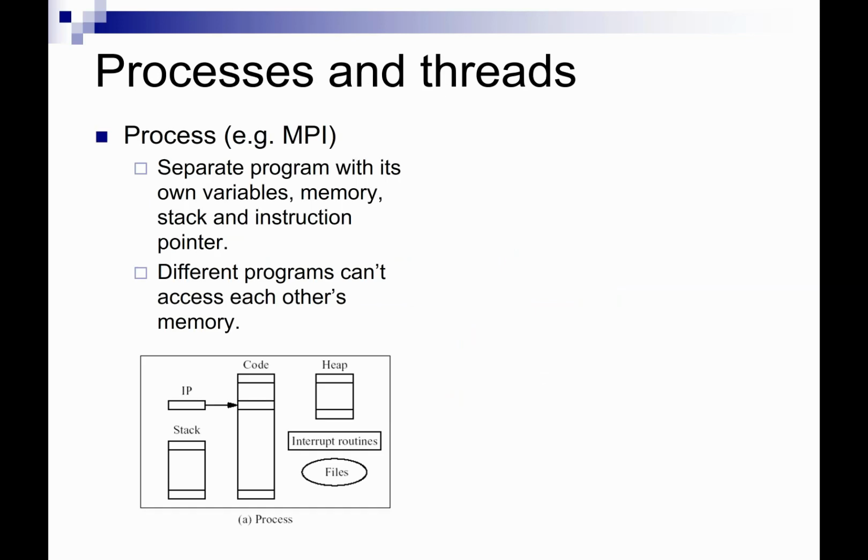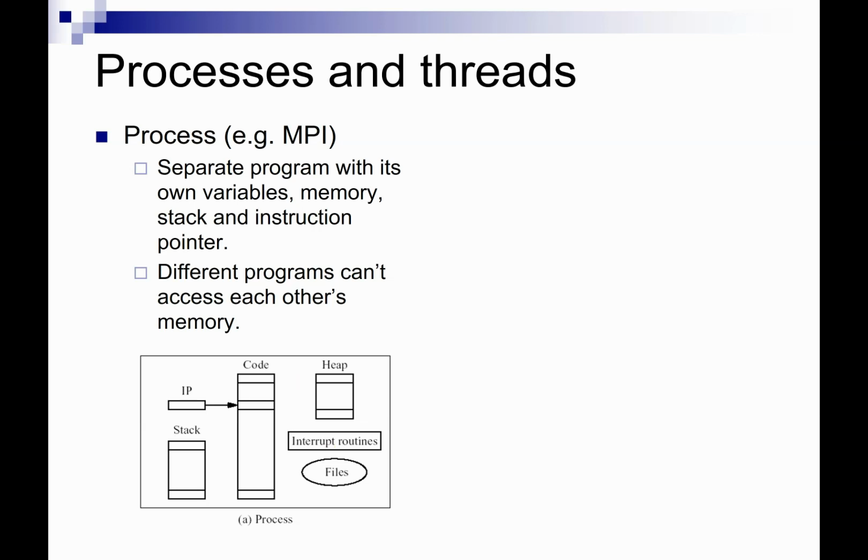Now before we get into OpenMP, I want to talk about the difference between processes and threads. We can parallelize using either multiple parallel processes or multiple parallel threads. So what is the difference between processes and threads? Well, for example, MPI is going to have multiple parallel processes. Each process is a separate program, which means the program has all of these components shown down here.